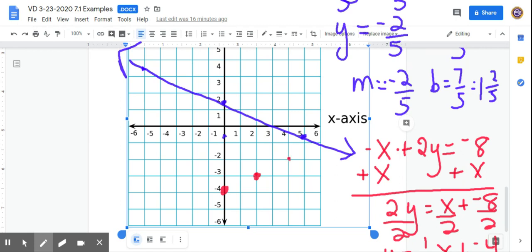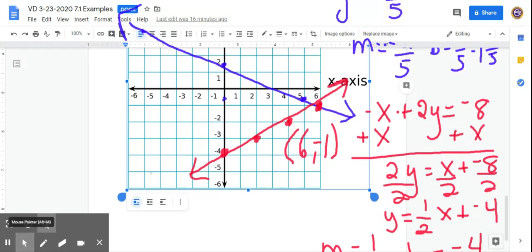Up 1 over 2 and up 1 over 2. And ta-da! We have a winner. All right, we can see that that line, I'm a little off with my drawing, but the point of intersection is right there. What point is that? Well, x is 6 and y is -1. So that solution is (6, -1).